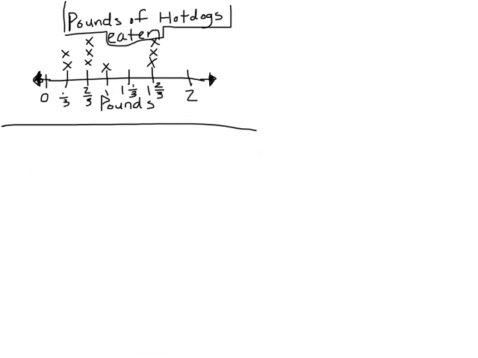Now you can try to answer some questions. This line plot shows the pounds of hot dogs eaten in an eating competition by several people. You can see that each X stands for one person. So let's answer some questions. How many people ate 1/3 pound of hot dogs? 2 people ate 1/3 pound of hot dogs. How many people ate 1 2/3 pounds of hot dogs? 3 people ate 1 2/3 pounds of hot dogs.